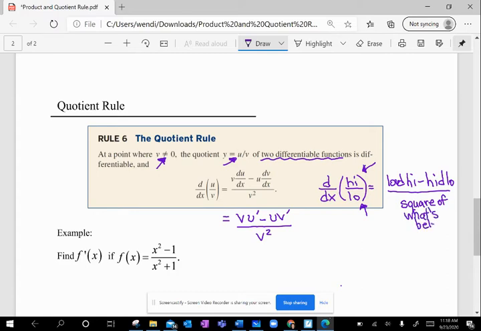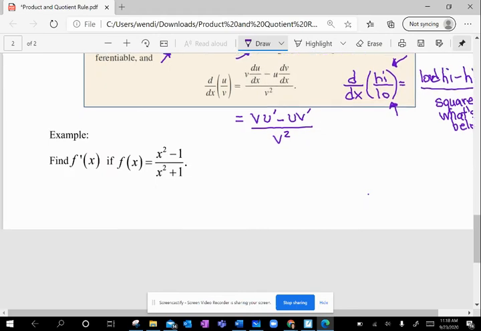Here we go. Let's try this again. So it's low, d high, minus high, d low, all over the square of what's below. So d means derivative, right? Low, d high, minus high, d low, all over the square of what's below. I know, you love it, don't you? Okay, let's do an example.